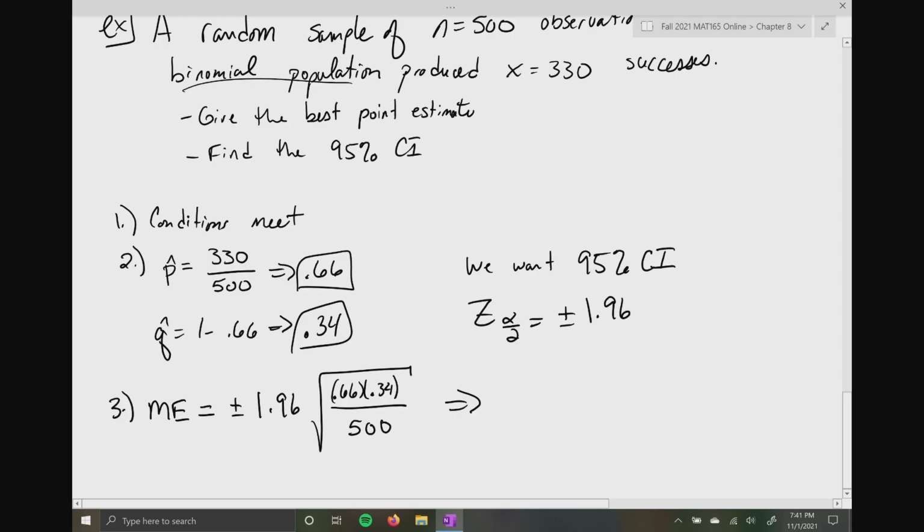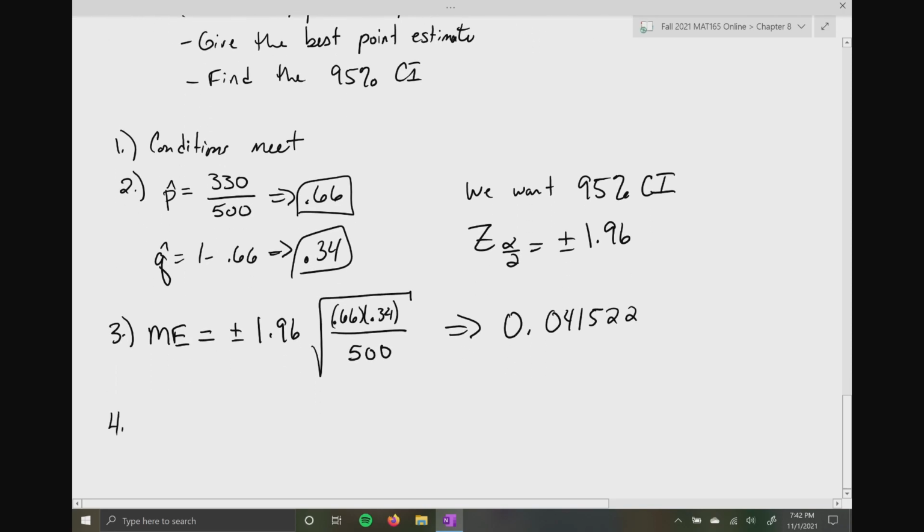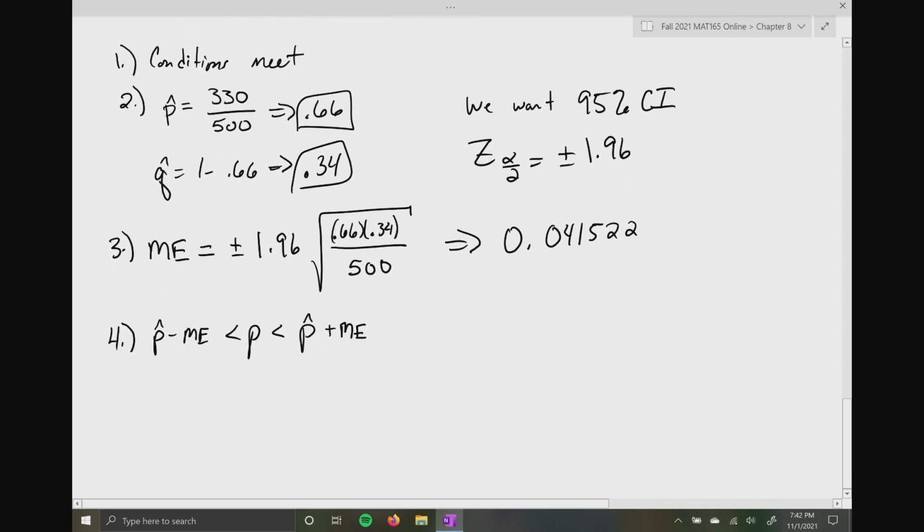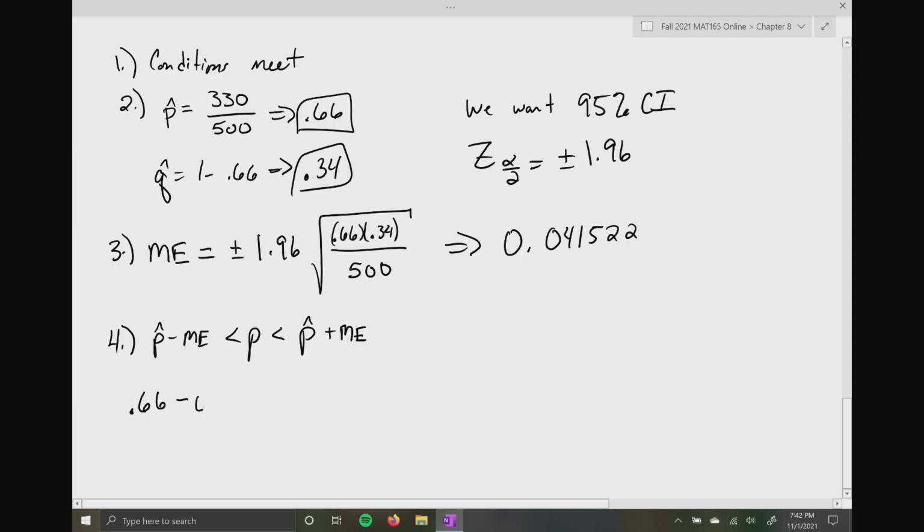If you just give me a second here, I'm going to go ahead and calculate this for us. All right, so I came up with 0.0415. We'll say 22. Just remember, keep more decimal places than what you need. Okay? Step 4, let's find the actual confidence interval now. So remember, this is going to be p hat minus our margin of error, which is less than our population parameter, which is less than p hat plus our margin of error. So 0.66 minus 0.041522. Remember, that's going to be our lower, which is less than our population parameter. And this will be less than the upper limit, which is 0.66 plus 0.041522. So remember, that's our upper.